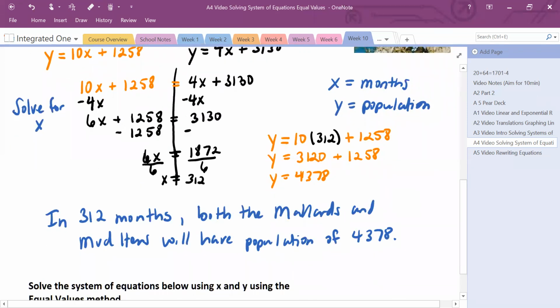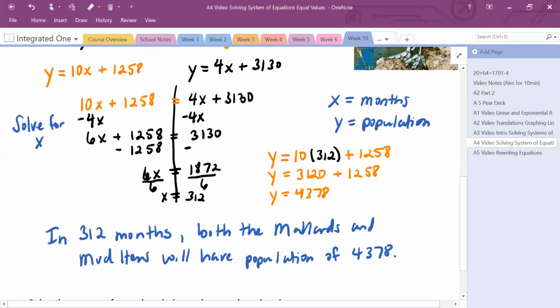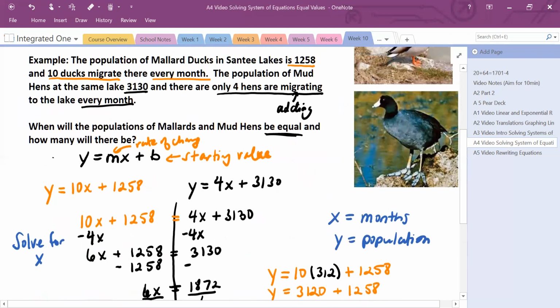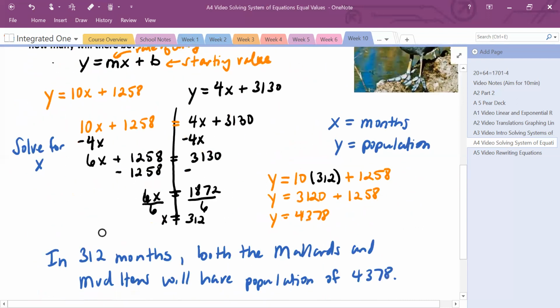That's quite a long time, huh? Anyone know how much that is in years? About 26 years. So not too bad, right? Again, all I did was I took my linear equations that I got from the word problem about mallards and mud hens. I set them equal to each other, solved for X, and then I solved for Y. X being our months and Y being our population.